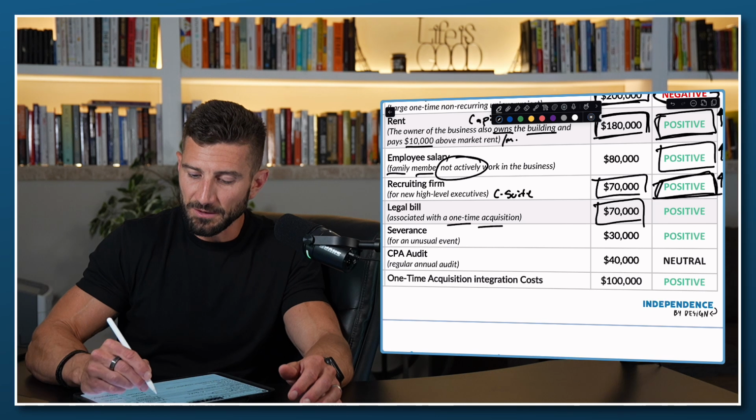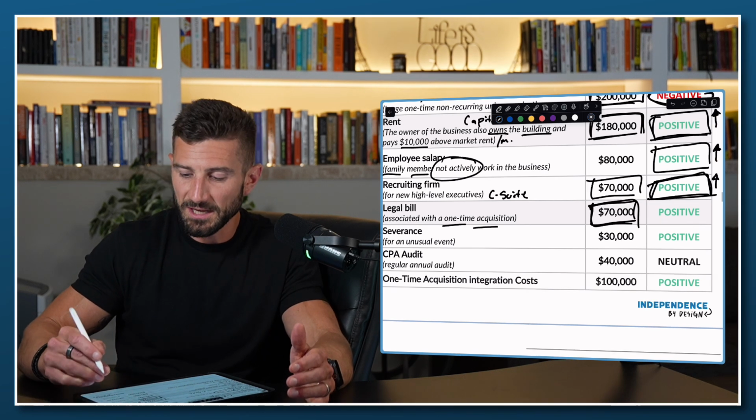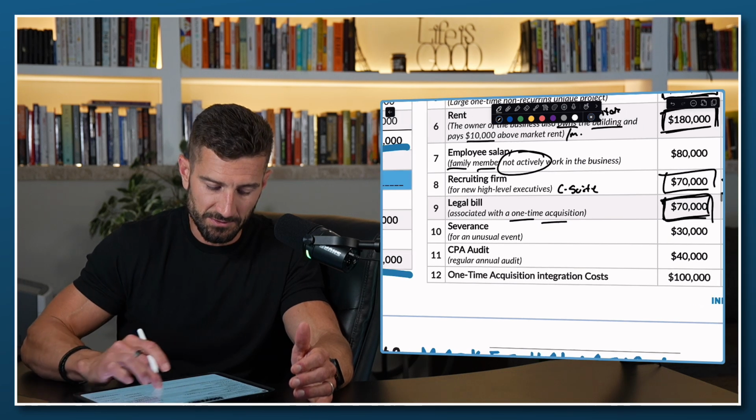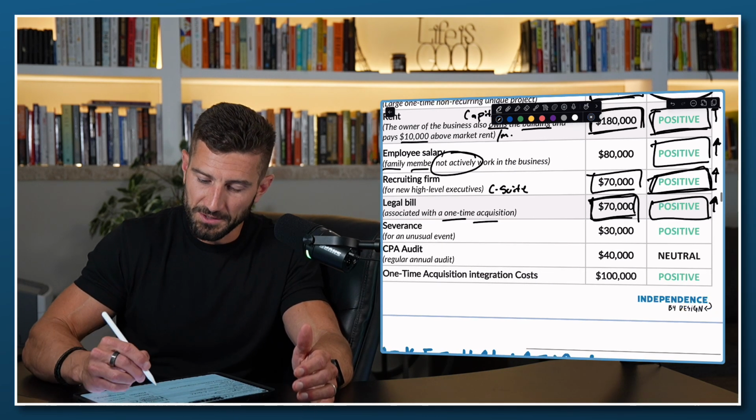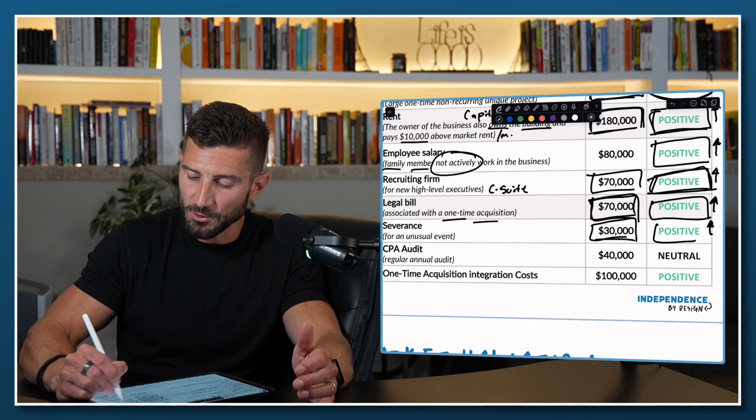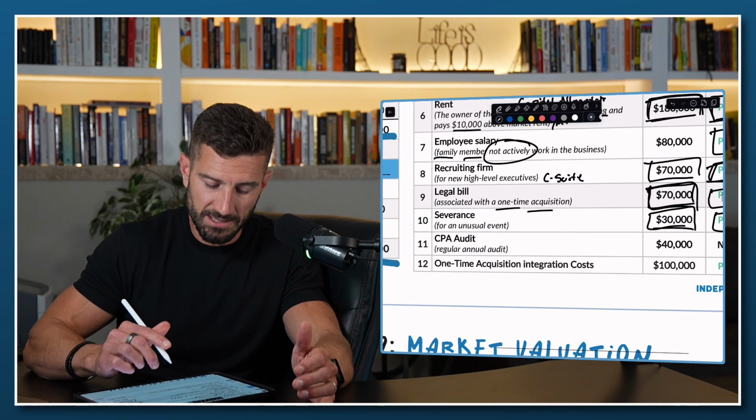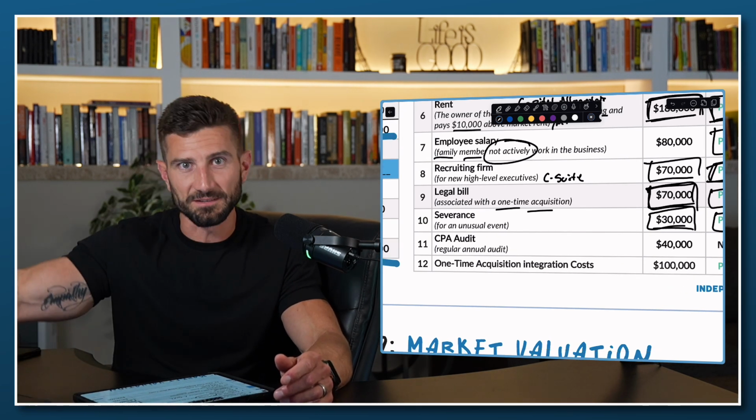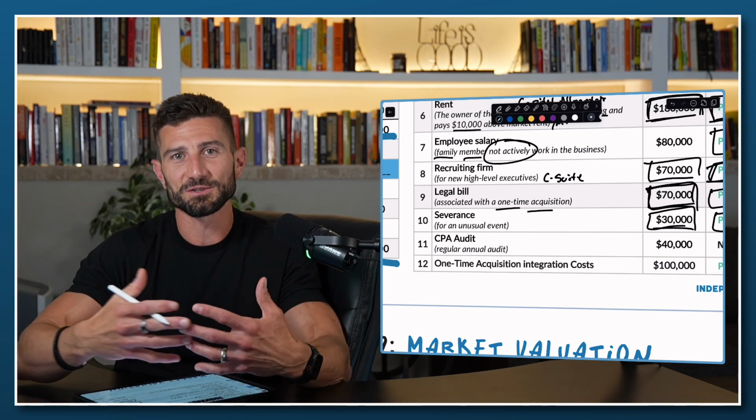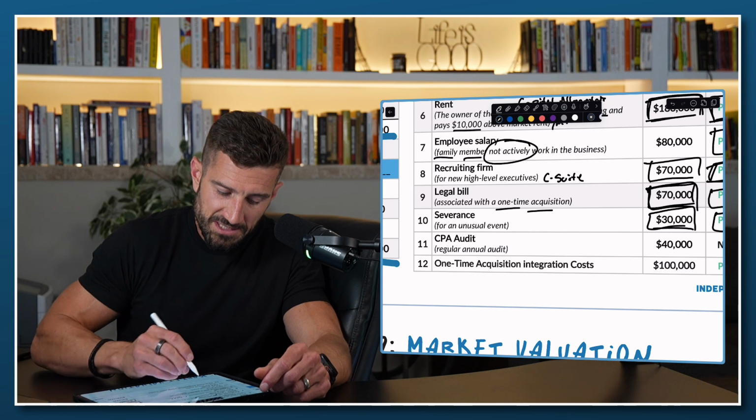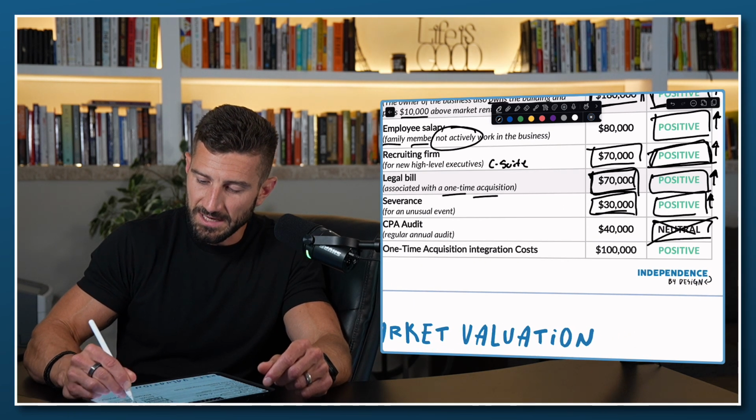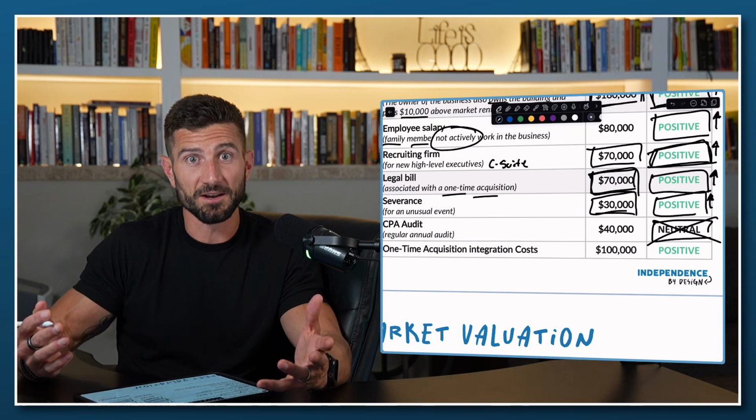That legal bill, regardless of what type, if it's one time, it's positive, which would increase the normalized EBITDA. Severance, $30,000. Severances can increase the normalized EBITDA. You're not going to have to do that all the time unless there's an ongoing trend of severances, where you have turnover that's very predictable. Again, you start to see what's normal. CPA audit, regular and annual, neutral. So this is not going to affect it at all because you're going to need an audit all the time.